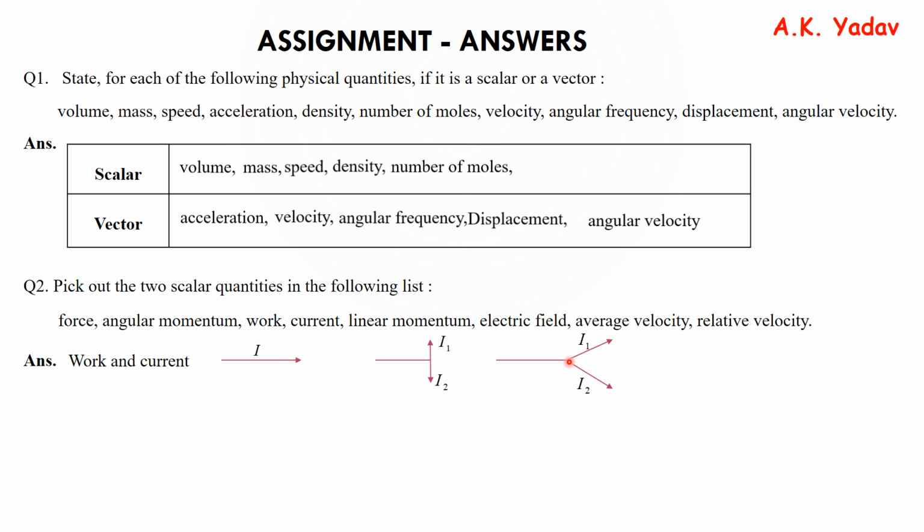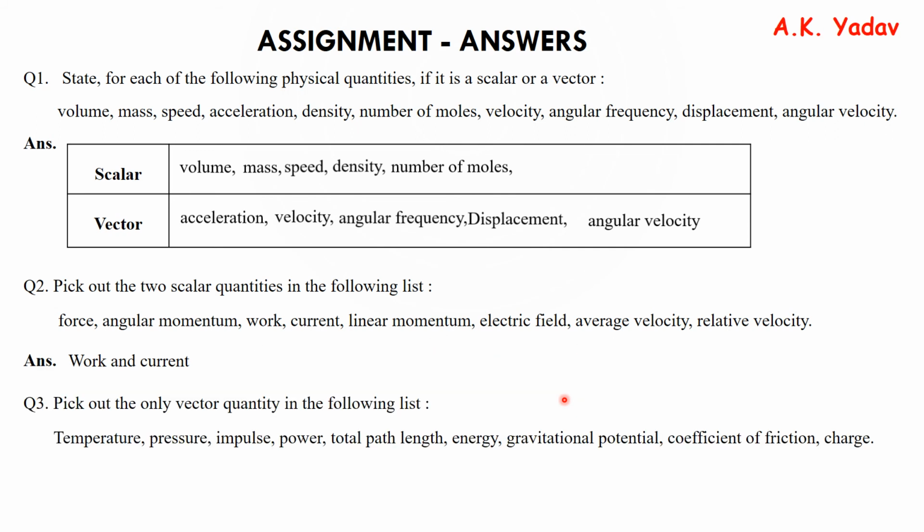So it is independent of the angle. It is not depending on the angle at which I1 and I2 are moving. It only depends on the magnitude. So current is a scalar quantity. Pick out the only vector quantity in the following list. We have temperature, pressure, power, total path length, energy, gravitational potential, coefficient of friction, charge.